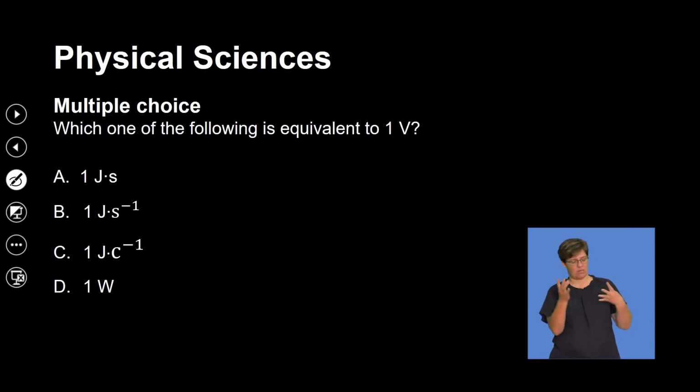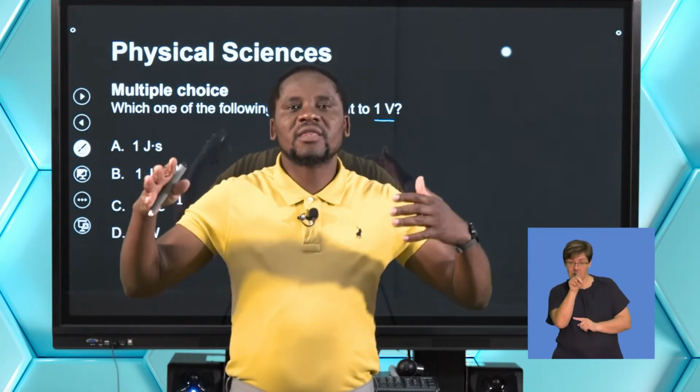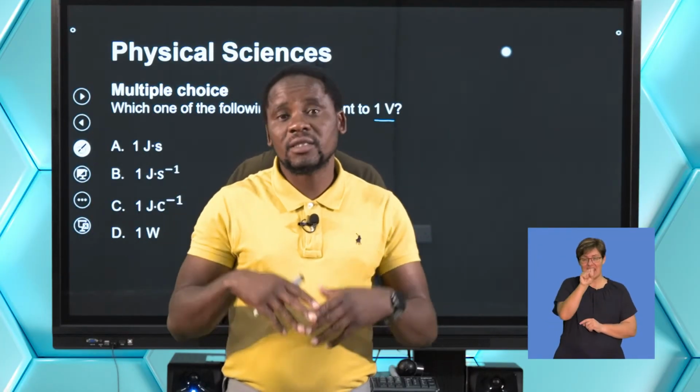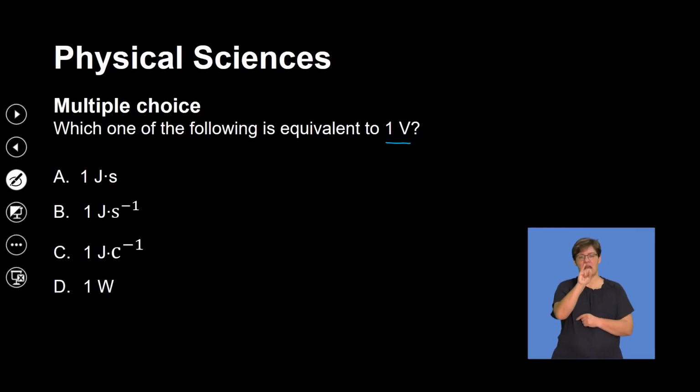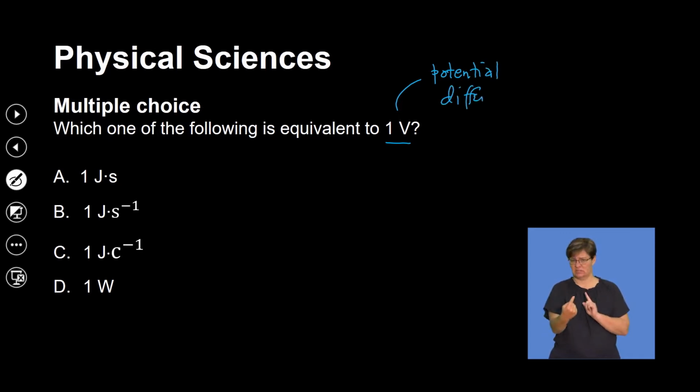Now we look at a typical multiple choice problem which reads as follows: which one of the following is equivalent to 1 volt? The idea here is that we're looking at the understanding of the quantities in terms of the SI units. So let's locate the SI unit volt in terms of its quantity. This has to do with potential difference. So when we talk of potential difference, we are talking of voltage.